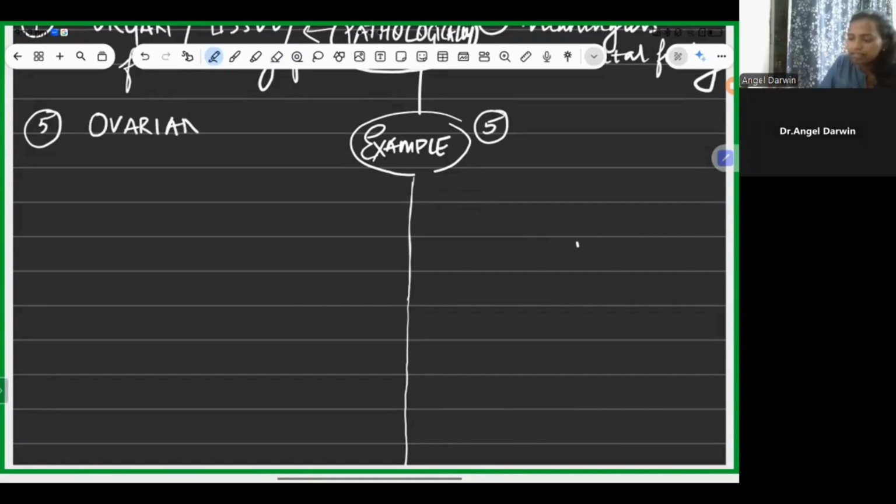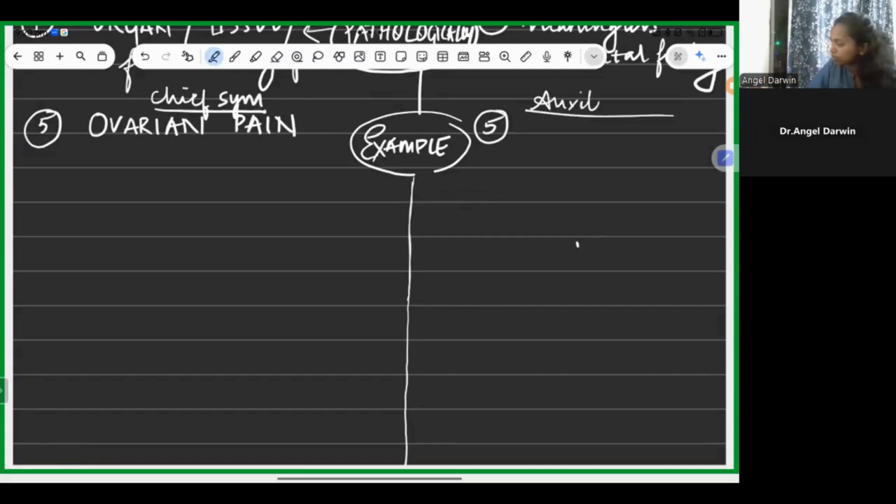Okay. This is how a chief symptom will look like. This is the chief symptom, for the ones who are seeing the video from here. Auxiliary symptom, example. How will an auxiliary symptom look? Doctor, I have a pain in the ovary.